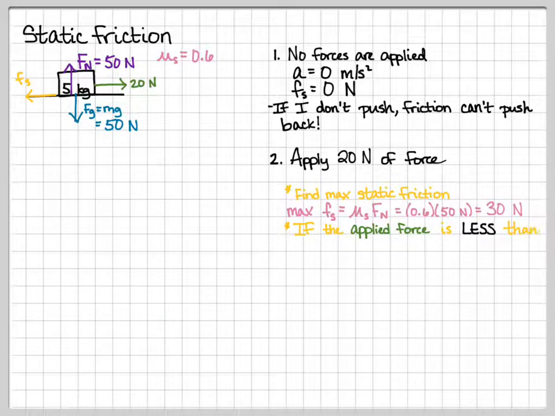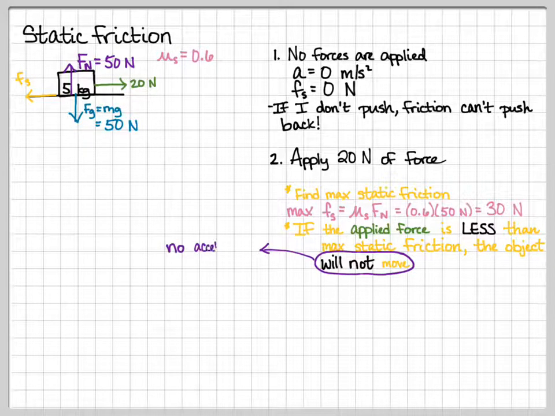So my applied force is 20 newtons. It is less than the maximum possible static friction. So in this case, static friction wins. I don't get to move the block. So we know that I lost this battle and that the block's not going to move. That means there is no acceleration.